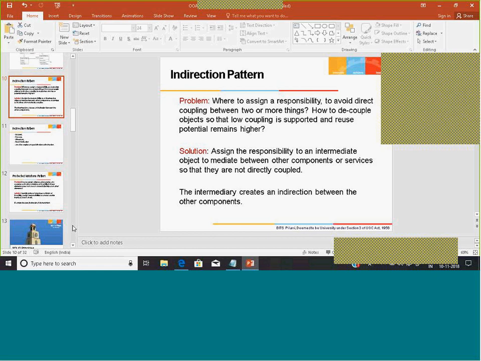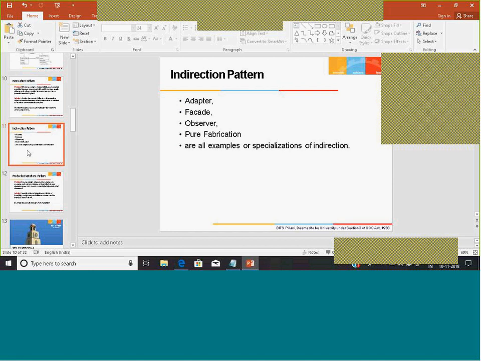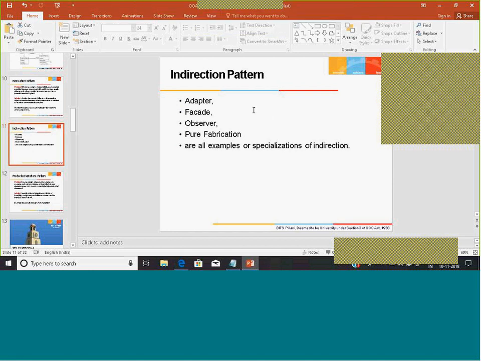The solution is to assign responsibility to an intermediate object to mediate the interaction between these two highly coupled objects. Examples of indirection patterns are adapter, observer, and pure fabrication. All these are ways of introducing an intermediary object or intermediary fabricated class which reduces the coupling between the two objects.